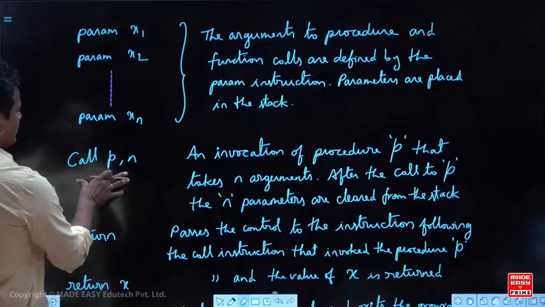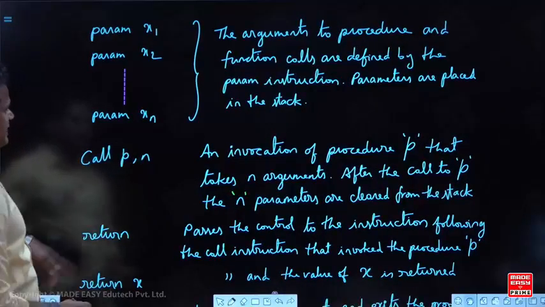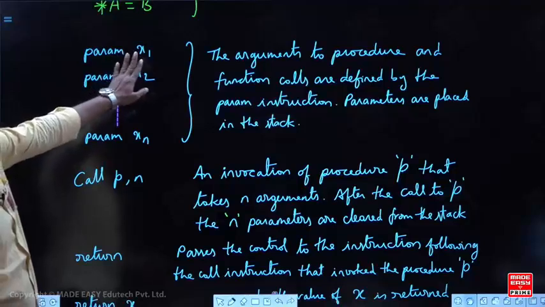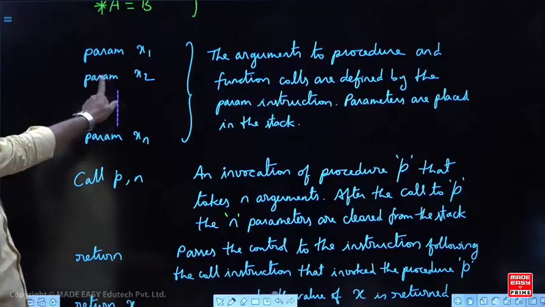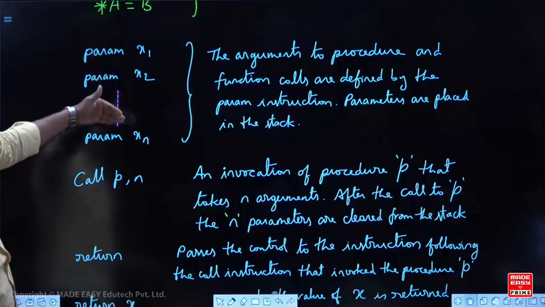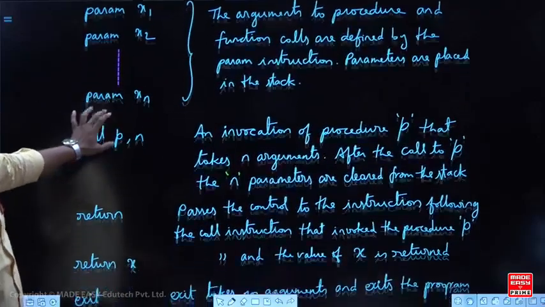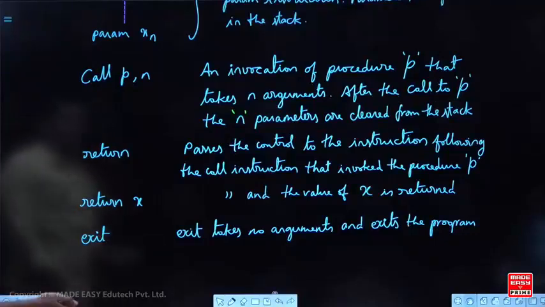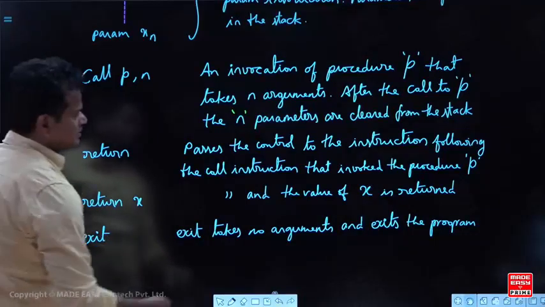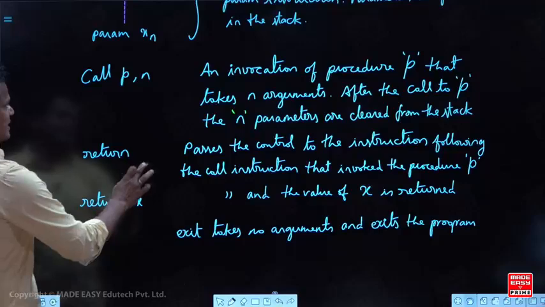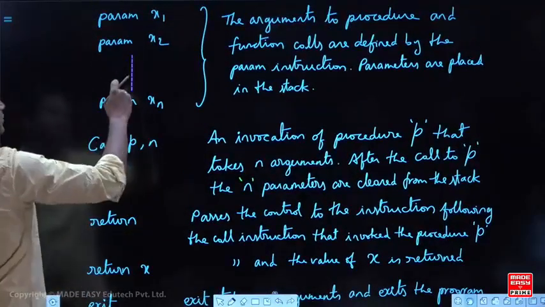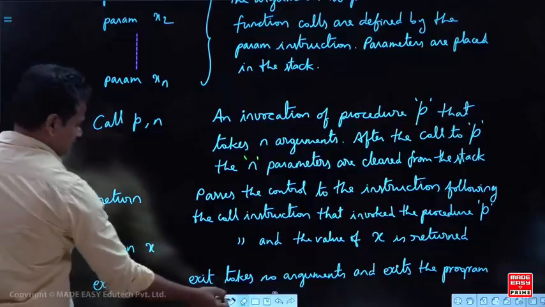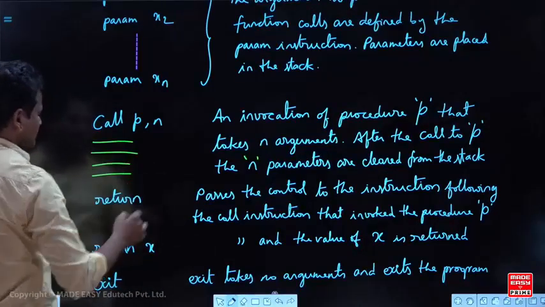Okay, so this is the invocation of the procedure with n arguments, and these are the param instructions. Param x1, param x2, param xn, all these x1, x2, xn will be placed in the stack, and this is the invocation of the procedure. And return passes the control to the instruction following the call instruction. Example: param x1, x2, x3, so on, param xn, and call P, n, and after this we have written some instructions, and now return.